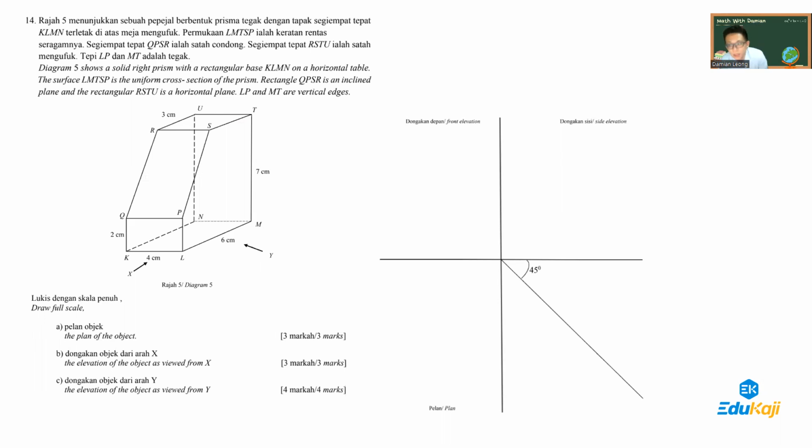Question 14. So here, we're going to draw with full scale. Plan view, elevation from X and elevation from Y. So you see, they already list what is what. So if I start from plan view from the top, follow this dimension 6 cm by 4 cm. Okay, so we draw here 6 cm by 4 cm.